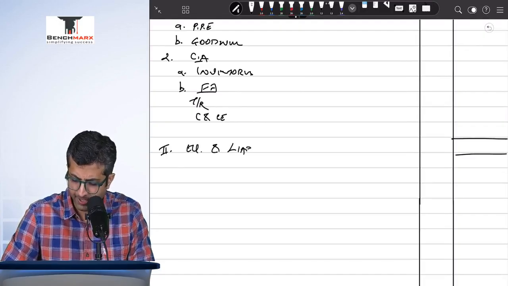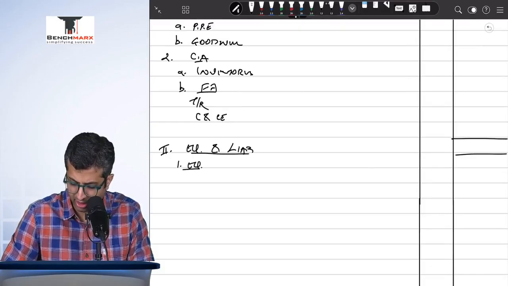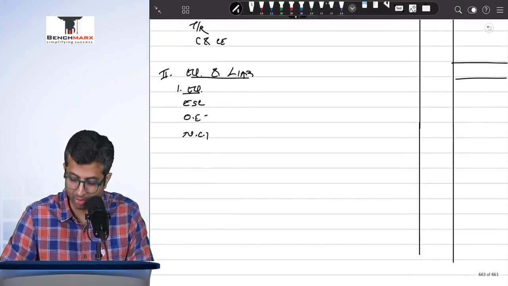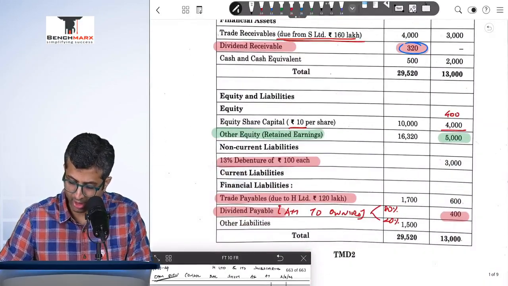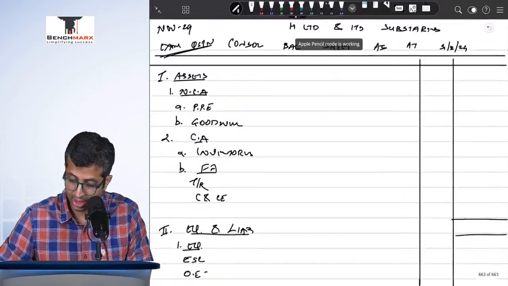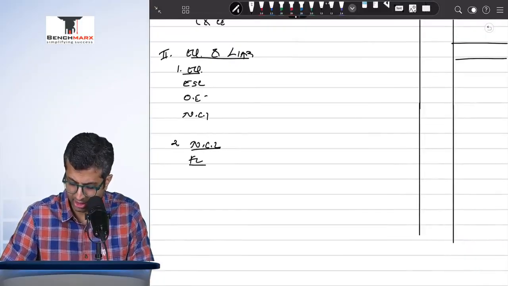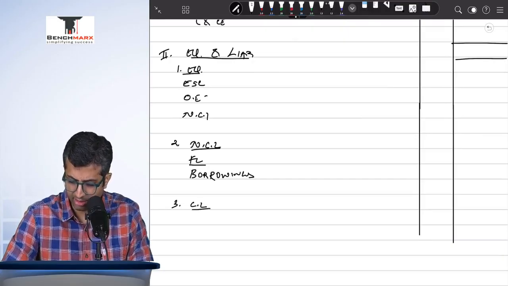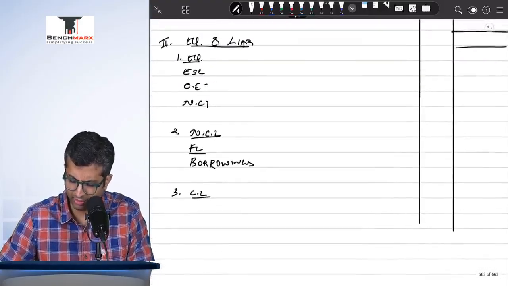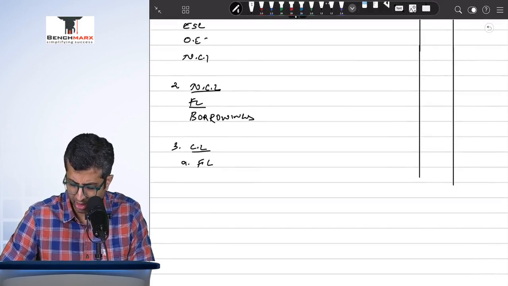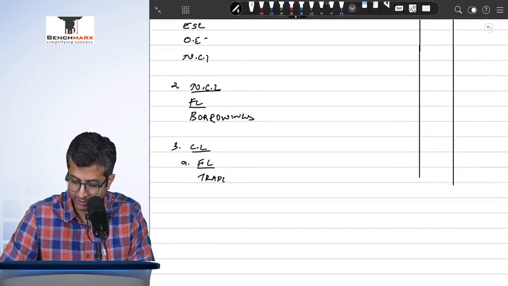So over here, you will have point number 2, and point number 2 will be equity and liabilities. Within equity and liabilities, you will have equity. Within that, equity share capital, other equity, and non-controlling interest, which is also a part over here. Point 2 is non-current liabilities. Within non-current liabilities, do we have anything? Well, you have debentures. So you will have financial liabilities. Within that, you will have borrowings. And the borrowings over here seem to be debenture borrowings. Point number 3 will be current liabilities. Within current liabilities, you will have trade payables, also some dividend payable and other liabilities. So we will look at financial liabilities. Within that, you will have trade payables.